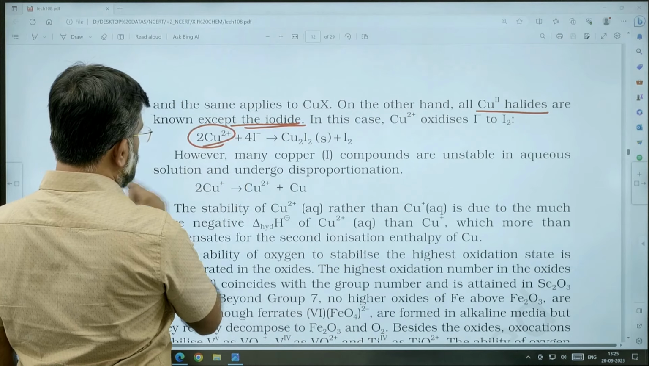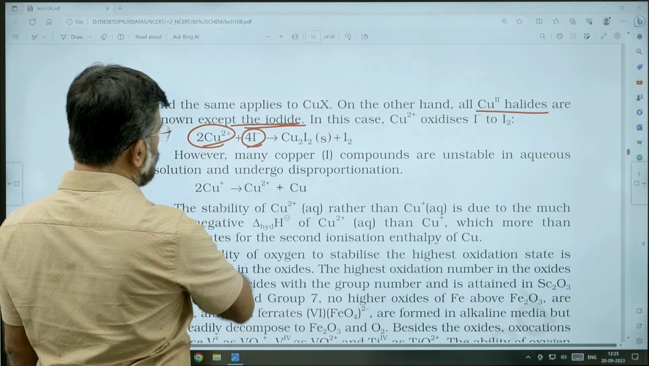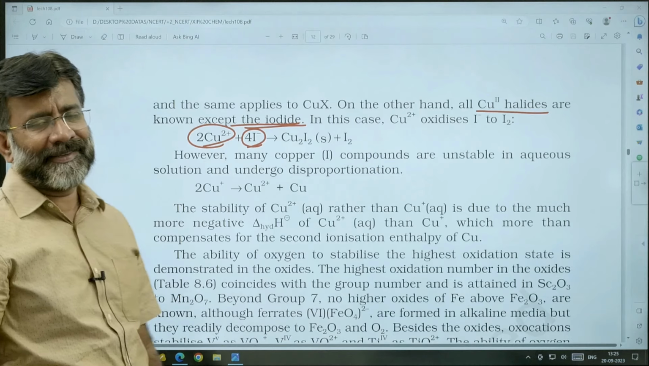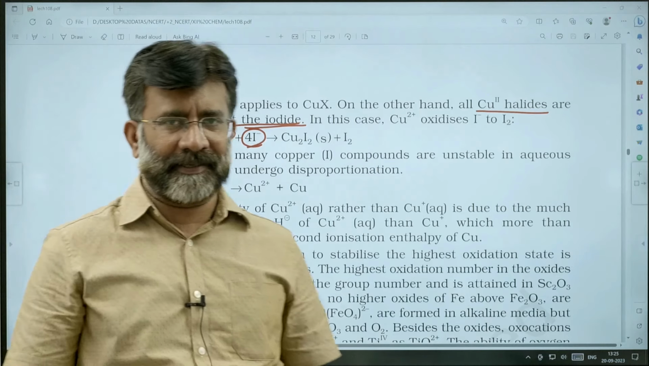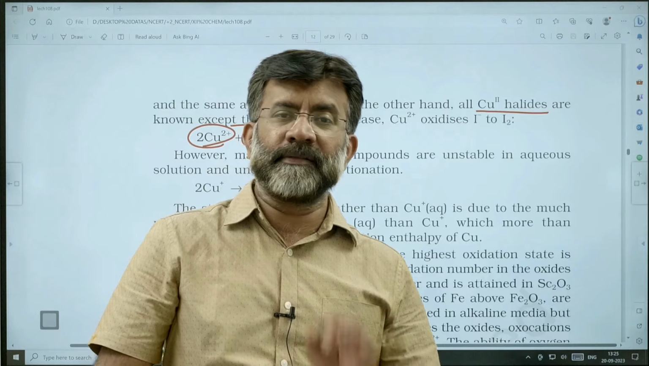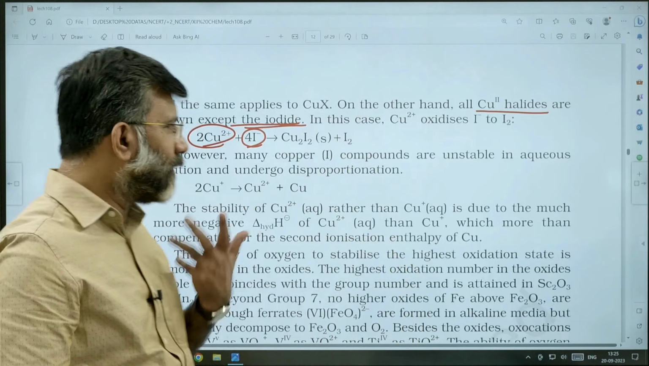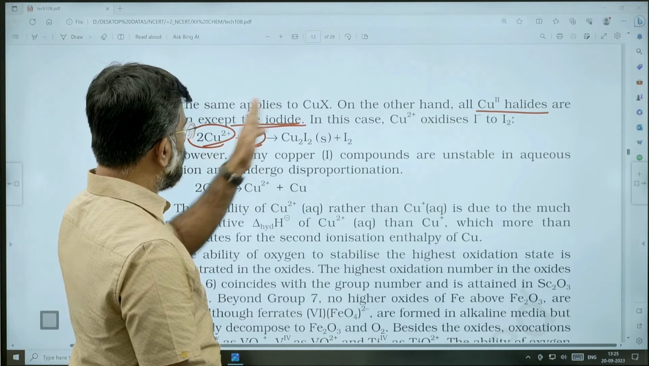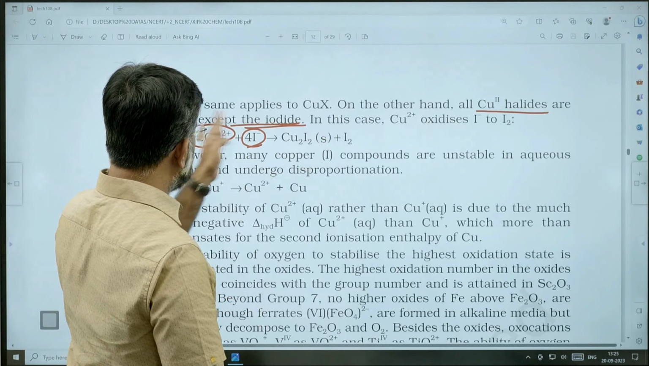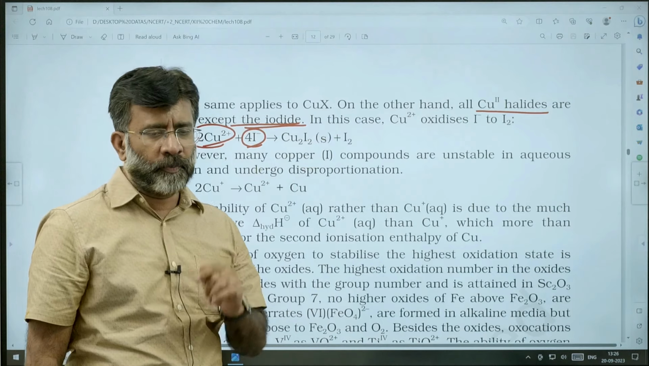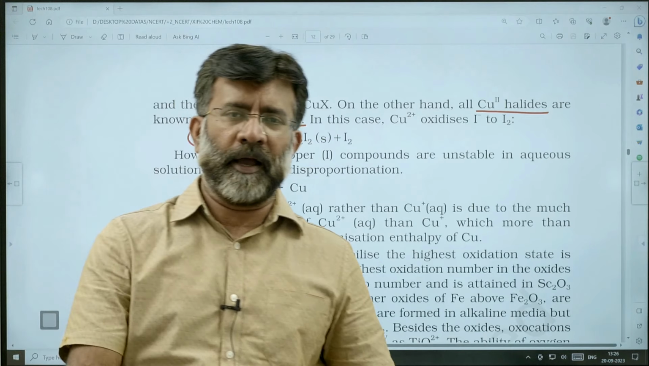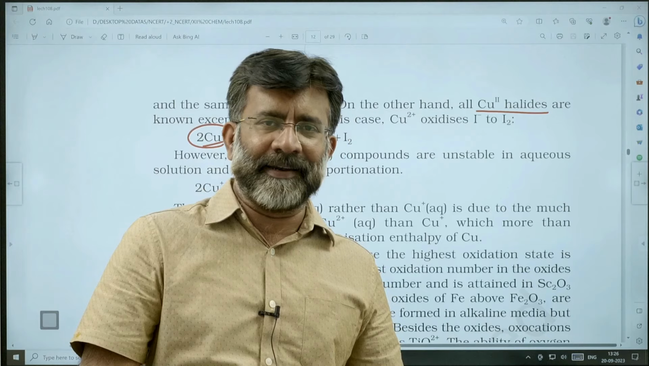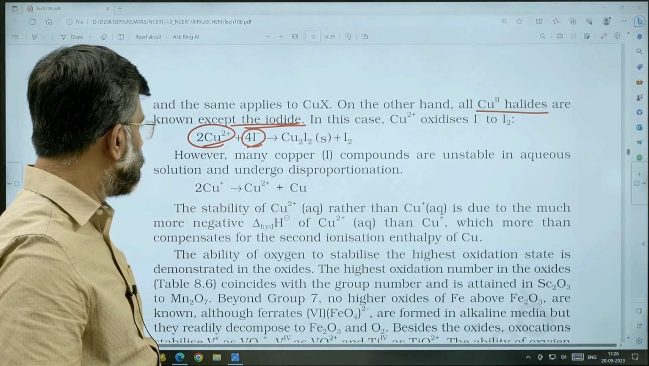Cu2+ is a reasonably good oxidizing agent, and I- is a good reducing agent. So there will naturally be a reaction. I- is a good reducing agent and undergoes oxidation, while Cu2+ is reduced to cuprous iodide. Cupric is reduced to cuprous, iodide is oxidized to iodine. That's why it does not exist.